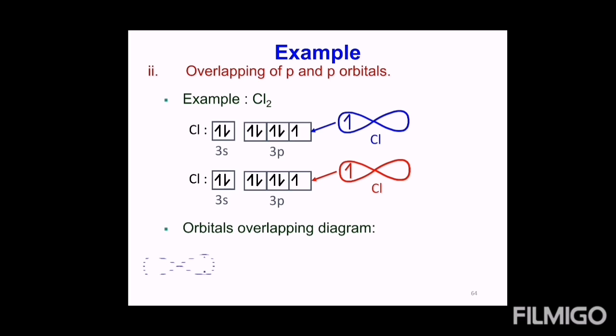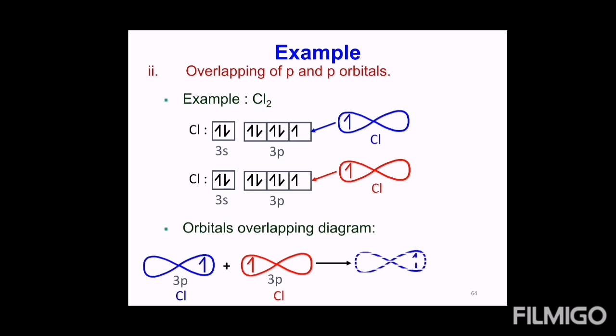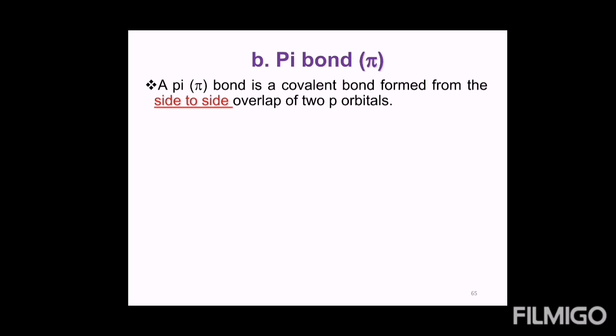Alright, and then you do the orbital overlap between those two Cl. Alright, so you akan dapat, okay, that one. Alright, so overlap. So this is the end-to-end overlap. So sigma bond. Alright, 3p, 3p. Cl, and then you state the sigma bond. Alright, and then how about the pi bond?